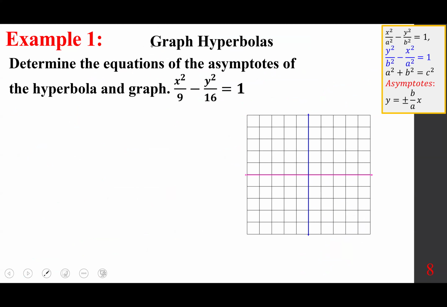Okay, let's get started. Graph hyperbolas. Determine the equation of the asymptote of the hyperbola and graph it. To graph hyperbolas, we need a couple of things. First of all, you compare it to the standard form. In this case, x squared over a squared minus y squared over b squared equals 1, and clearly it looks like that. So a squared is 9, b squared is 16, and therefore a is 3 and b is 4.